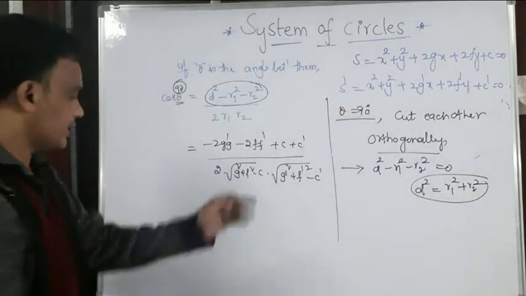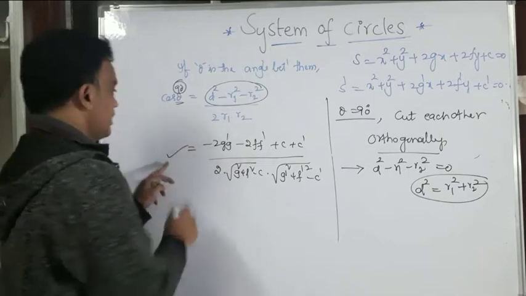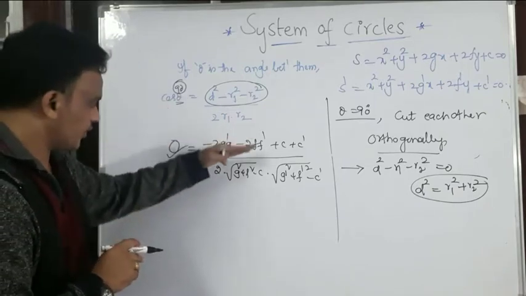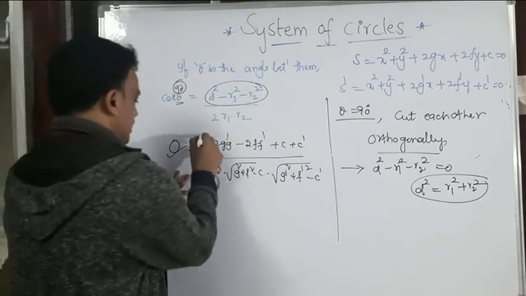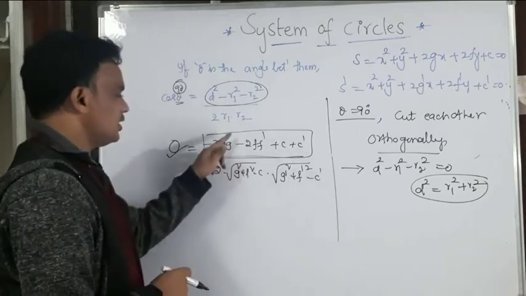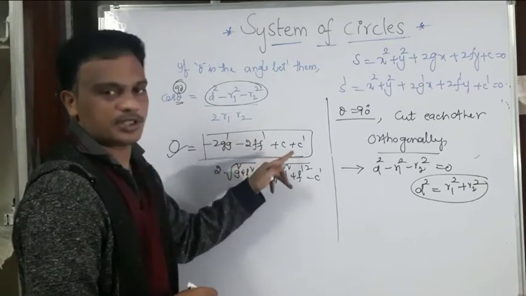Or else we can use the other form. Cos theta is 0, so the left side is 0 and this fraction becomes 0. That means the numerator is completely 0. What is the numerator here? Minus 2g g dash minus 2f f dash minus c minus c dash equals 0, that is, 2g g dash plus 2f f dash equals c plus c dash.